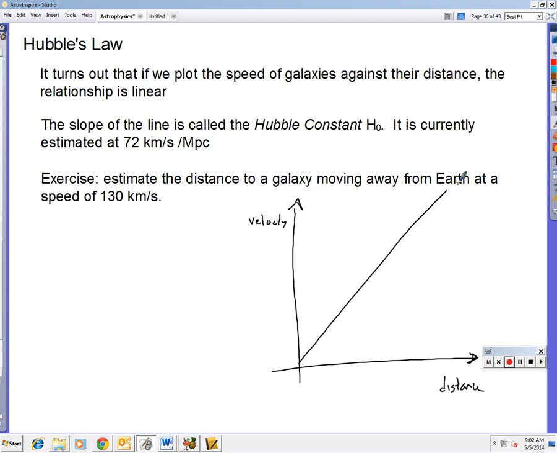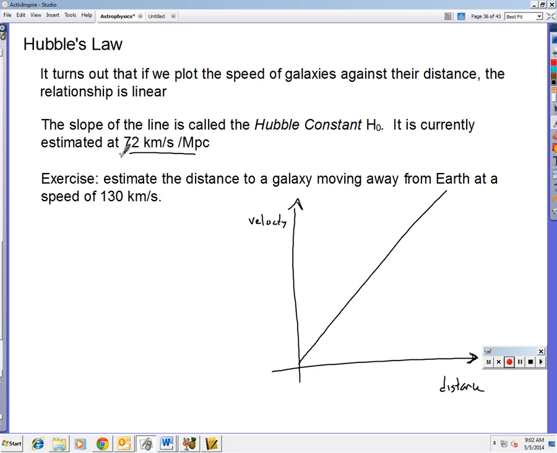Approximately linear. Now there's a lot of scatter in it, mainly because of the difficulty in measuring the distance to faraway galaxies, but it is definitely linear: things that are farther away are moving faster. And the slope of that line is something called the Hubble constant, or H naught. The current best estimate of the Hubble constant is about 72 kilometers per second per megaparsec.